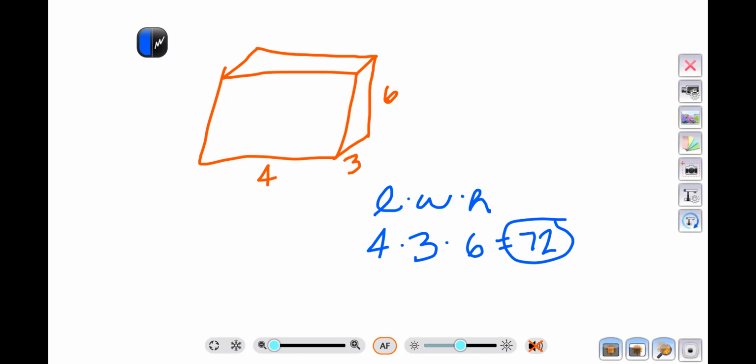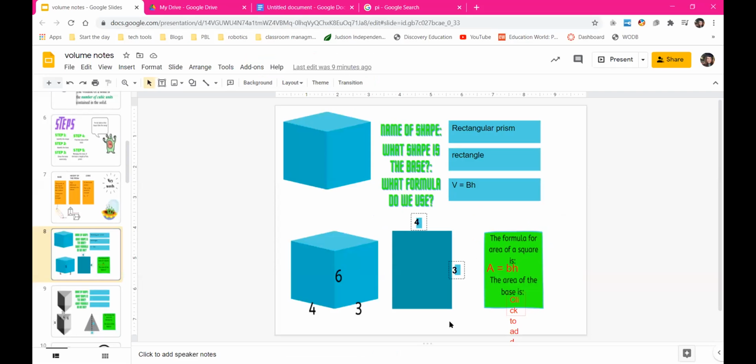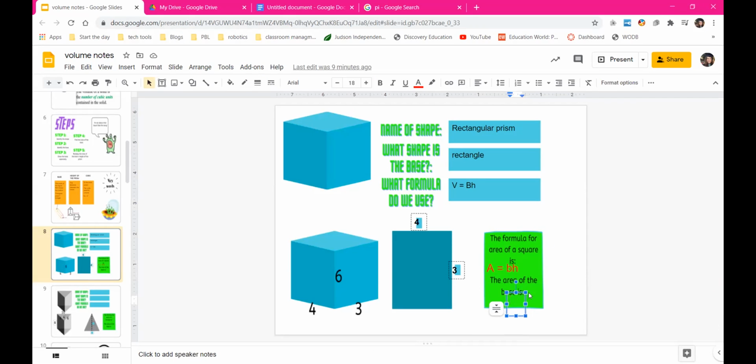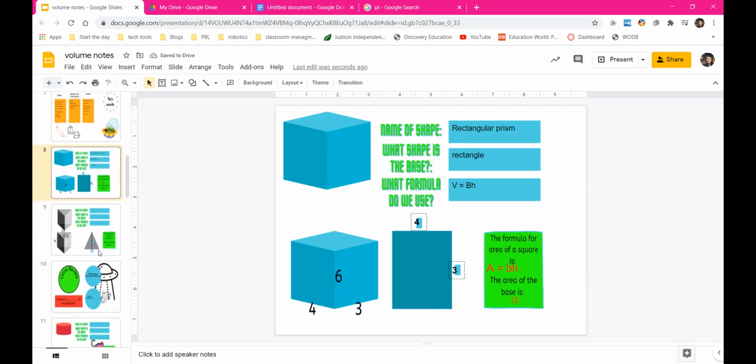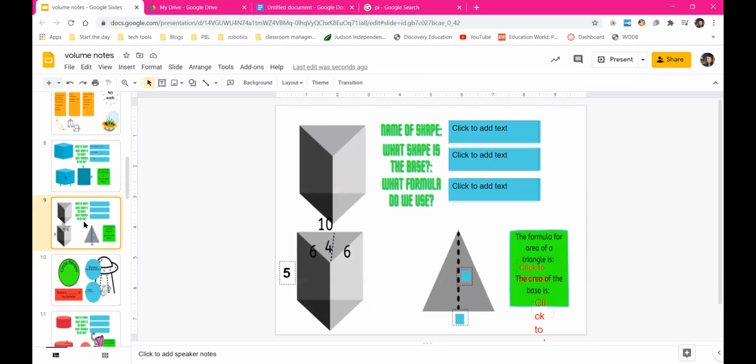So if I go back to our slides, the one thing we haven't filled in is the area of the base. The area of the base was 12. Okay, going on to slide number 9.